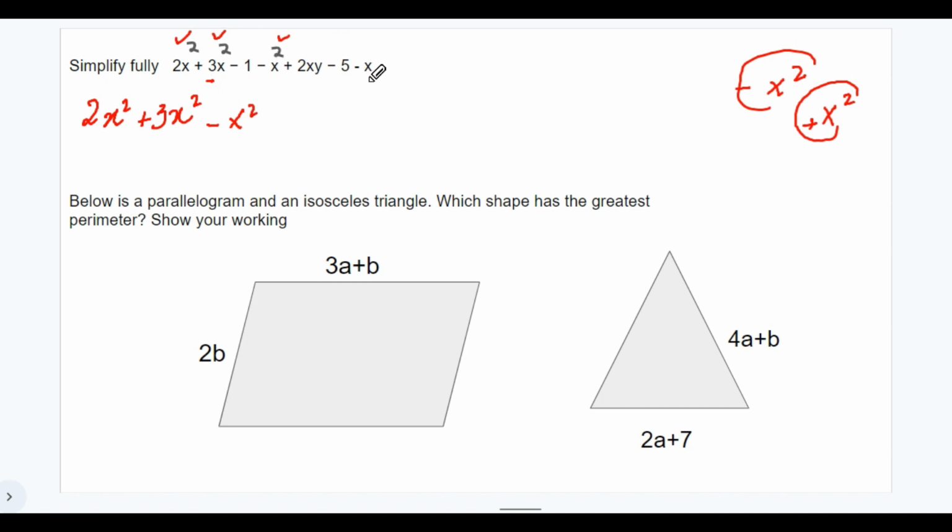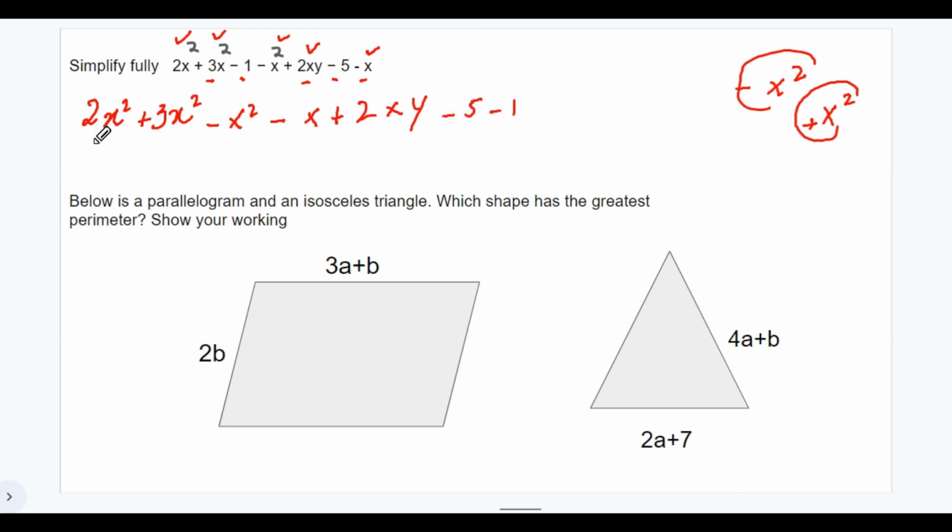Now what is left? Can you see x, y and x terms are there? So first I will write minus x, and then I will write plus 2xy, and then what's left? Minus 5 and minus 1. That's why this is important, if you keep on marking your terms. So what's left now? Minus 5 and minus 1.